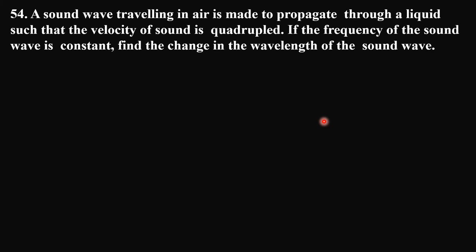Okay, now this next question. A sound wave traveling in air is made to propagate through a liquid such that the velocity of sound is quadruple, मतलब 4 गुना हो जाती है. किसी कोई sound wave है that is propagating from air to any liquid, then its velocity of sound is changing because the refractive index is changing. That's why the velocity of sound is also changing. And how much is it changing? It is given in the question that it is multiplied by 4. It is changing by 4 times.